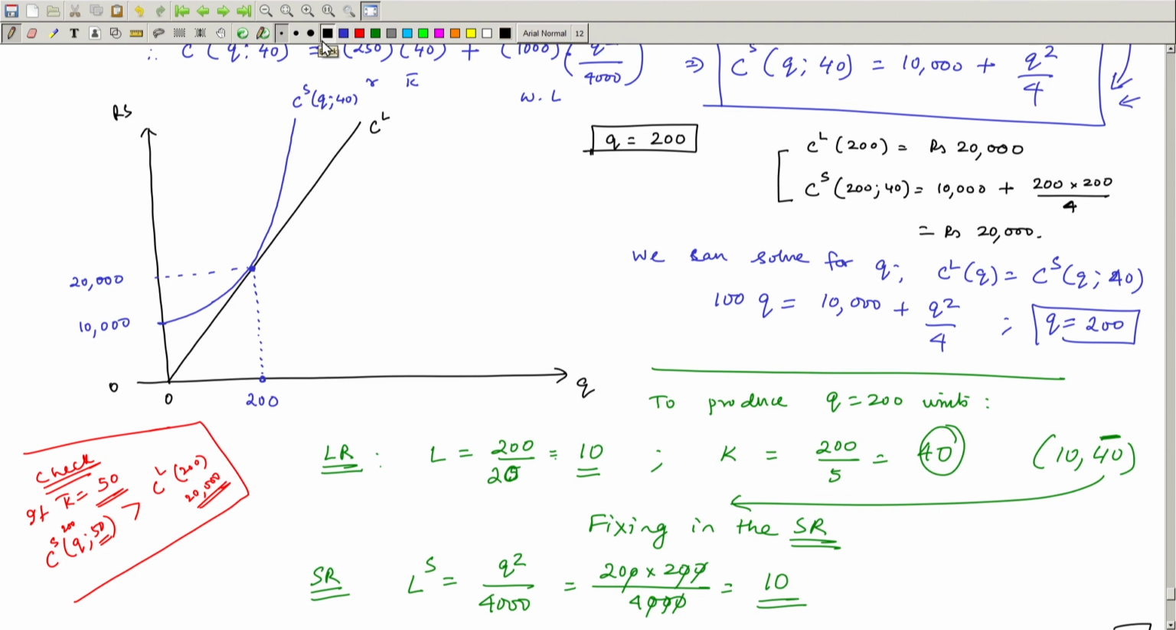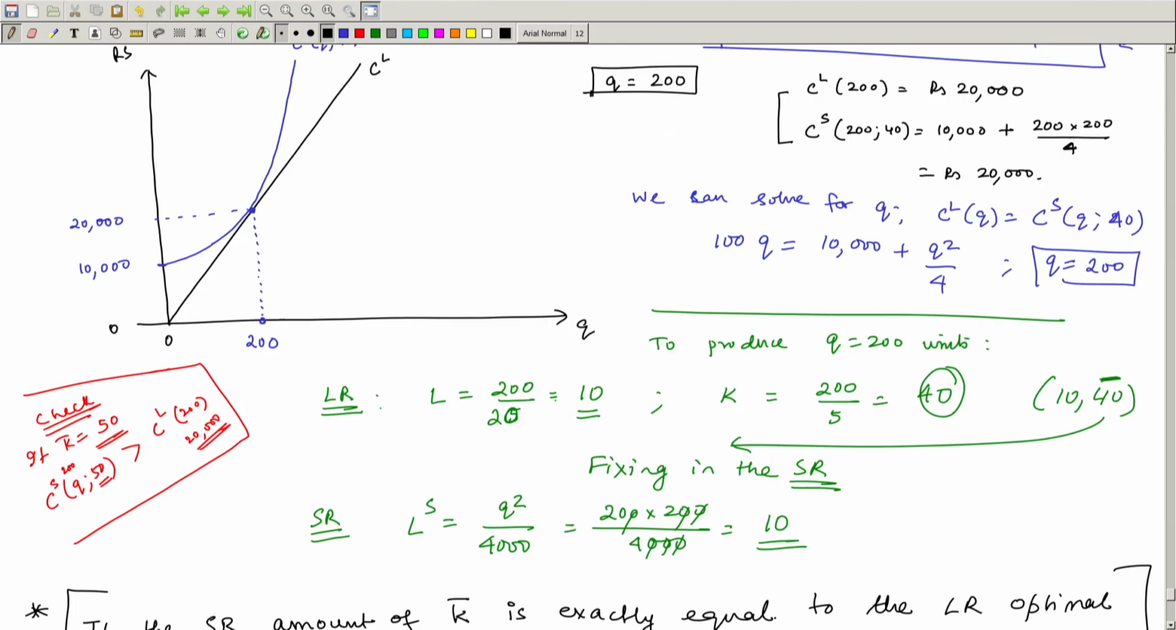So, this was about the total cost curves in the long run and the short run. But what about average cost? How do we move from the short run average cost curves to long run average costs? For that, notice average costs are always obtained from the cost curves.